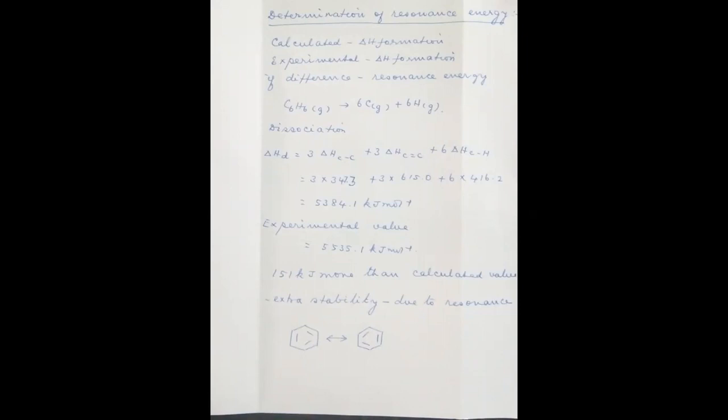But when you find out the same value experimentally, you are getting 5535.1. So as per our calculation, the value is a little bit less. That is 151 kilojoule per mole less than the experimental value. So this value, minus 151 kilojoule per mole, is the extra stability of the benzene due to resonance.